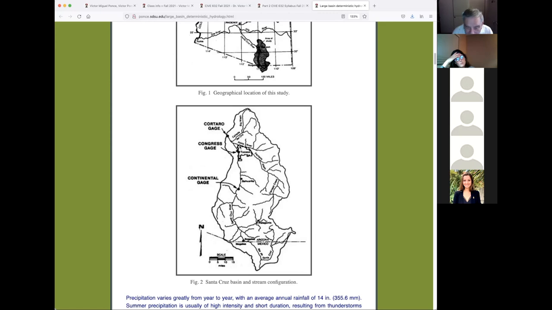And there's three gauges in here. The Continental Gauge, a USGS gauge. Then there's the Congress Gauge, which is at Congress Street in Tucson. And then there's the Cortero Gauge, which is at the end of the basin. Because at this point, my understanding, though I could be not 100% on this, is that it meets one of the other tributaries of the Gila River. The Gila River, J-I-L-A, moves through northern Arizona, southern Arizona.